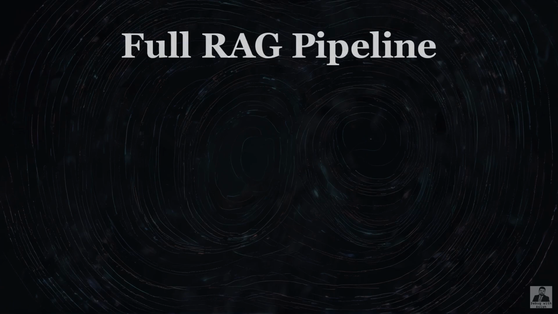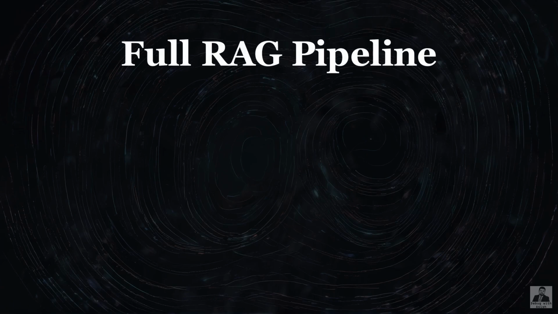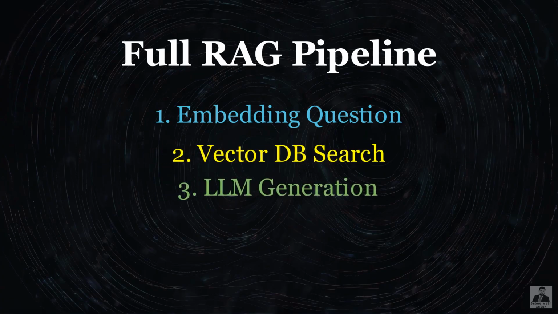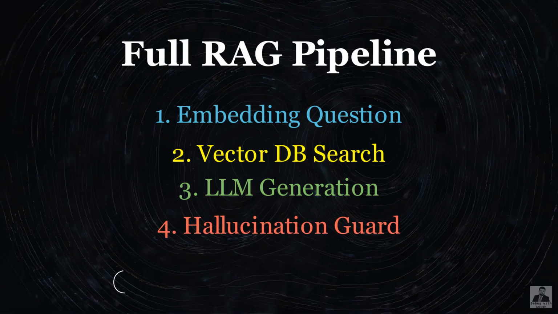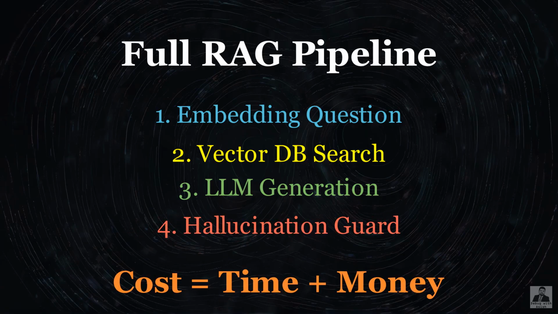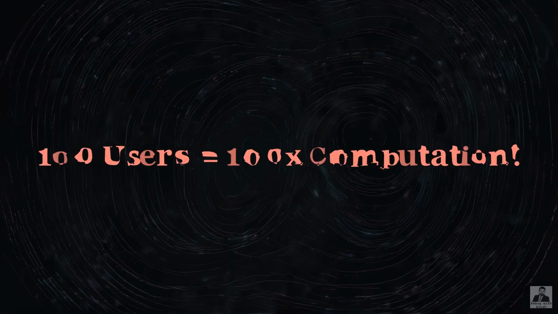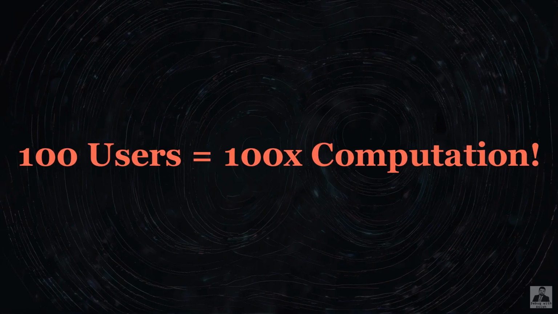Every query your RAG system handles runs the full pipeline: embedding the question, searching the vector database, calling the language model, running the hallucination guard. Each of those steps costs time and money. If 100 users ask essentially the same question across the day, you are paying for the same computation 100 times.